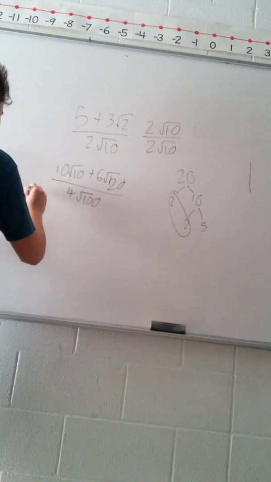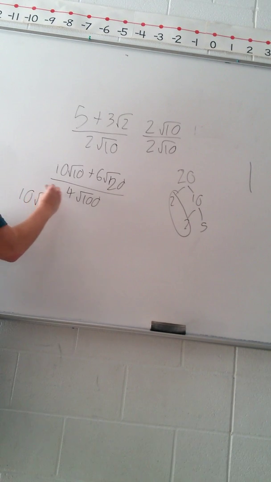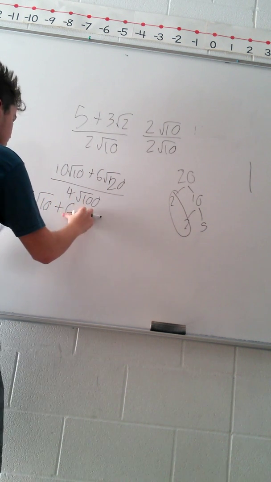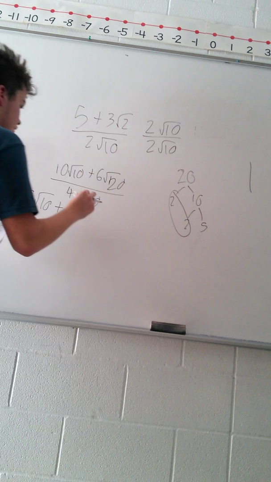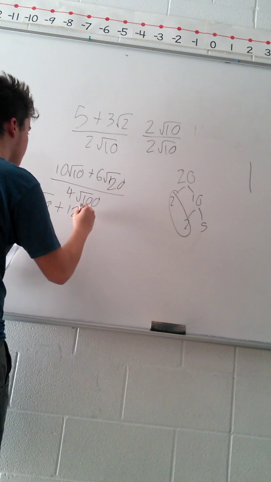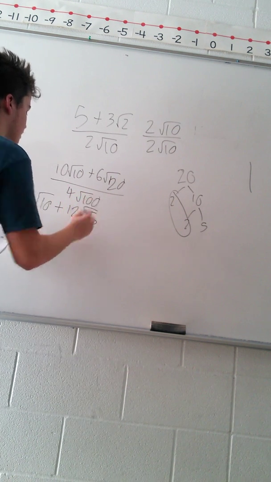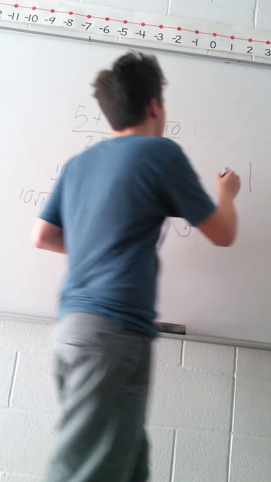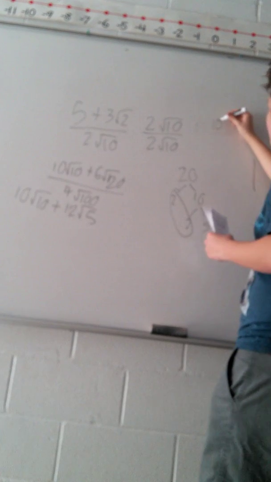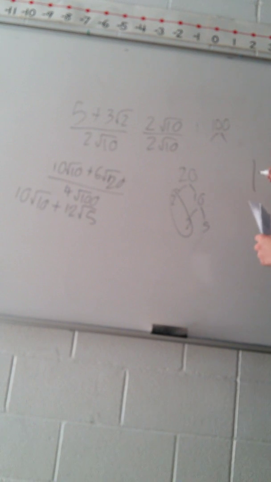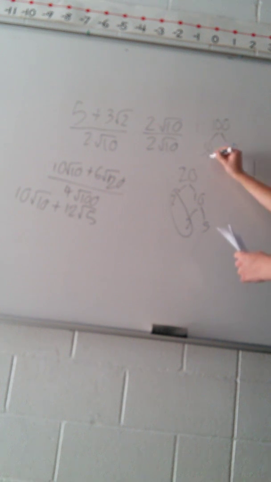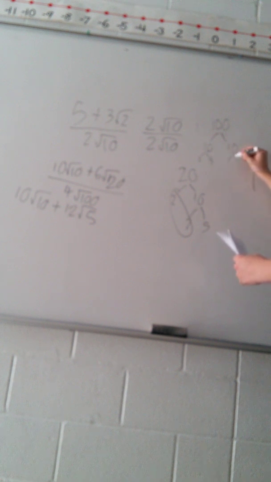So 10 radical 10 plus 6, the 2 times 6 would be 12 radical 5. Since 5 was the outlier, it goes into the radical. 100 simplifies down into 10 times 10. 10 simplifies down to 2 and 5, 2 and 5.